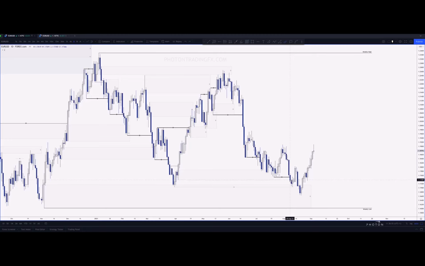But like I said, right, react, don't predict. If you start to see really nice lower time frame confirmations within here, and you want to start to play that daily pullback, you can do it. You just have to manage your expectations and understand why this then happens, right?